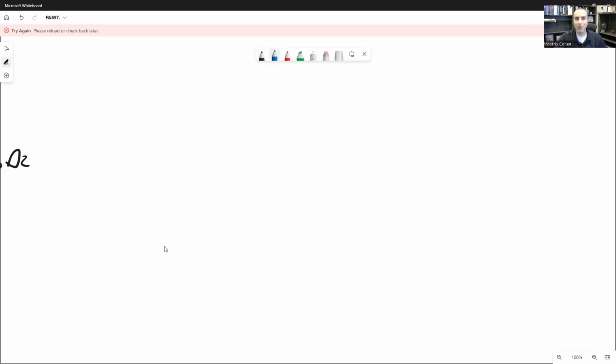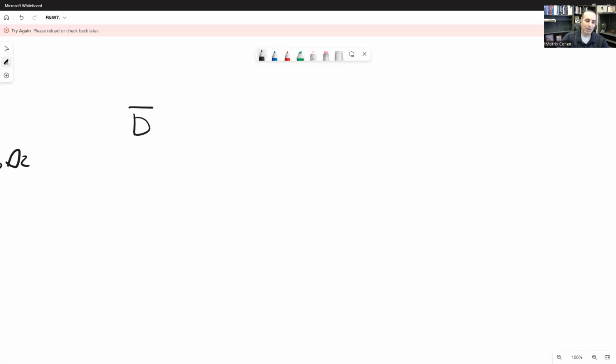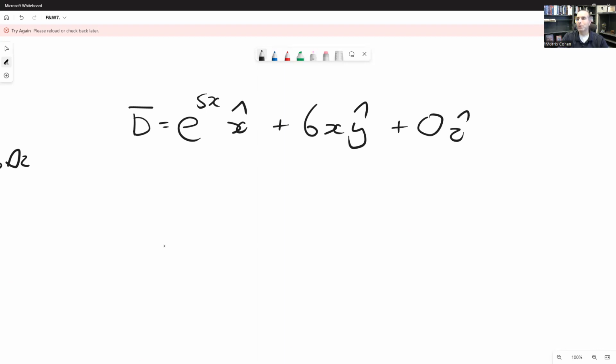Well, if you happen to have a perfect analytical understanding of what the flux lines are, then you could just solve this directly. And here's the example: if D equals e to the 5x in the x direction plus 6x in the y direction plus 0 in the z direction. All right, so let's say you take an instrument and you measure the electric field everywhere throughout some space, and you fit a line to it, and you say, well, it kind of fits this curve. And then someone asks you, well, okay, great, what's the charge density? Well, you can figure that out, right?